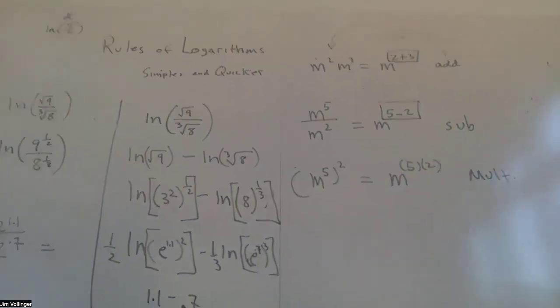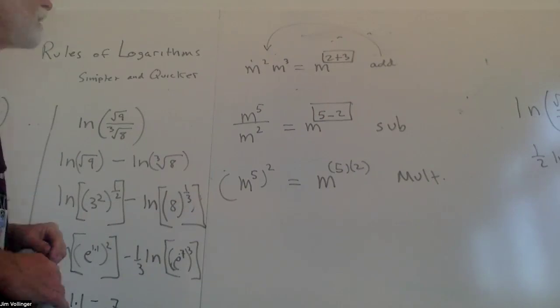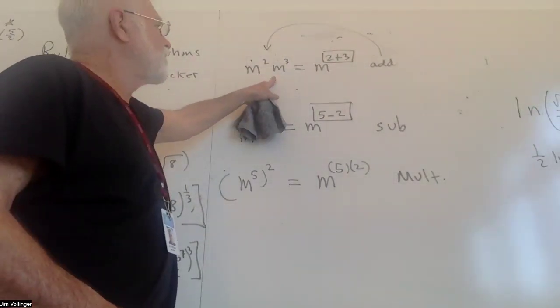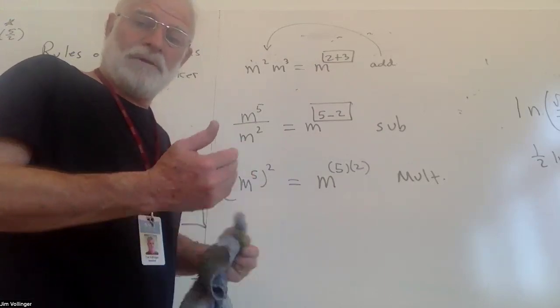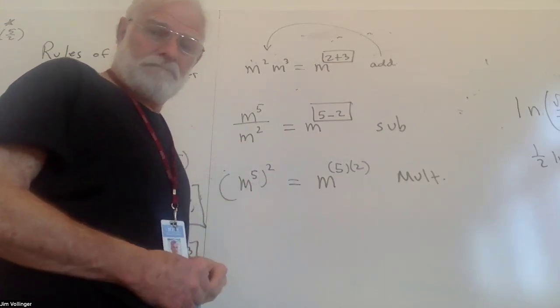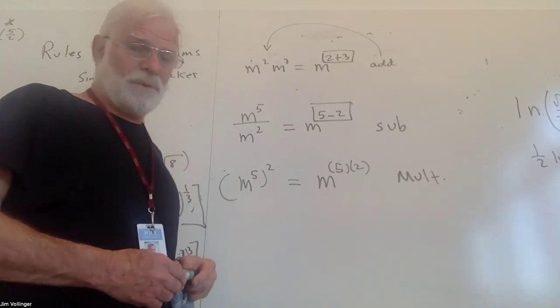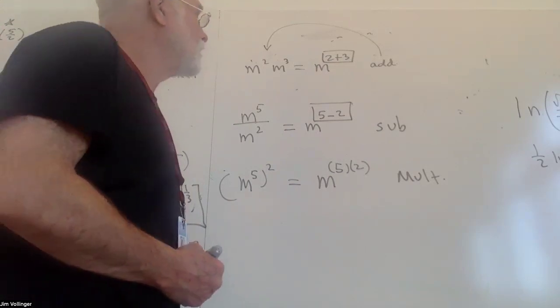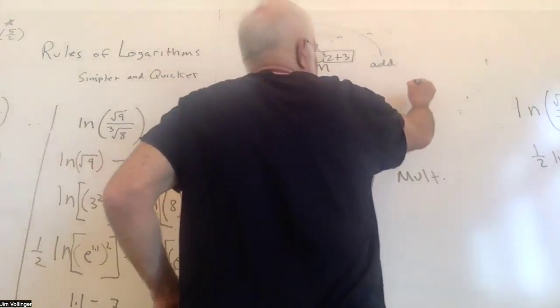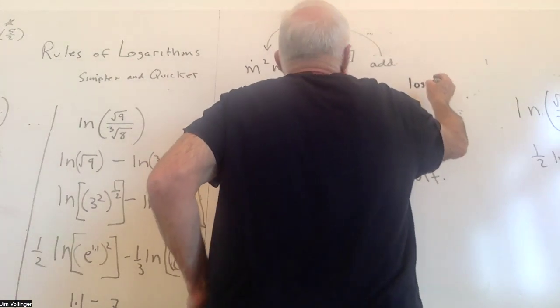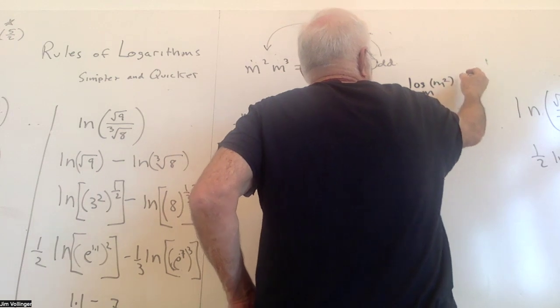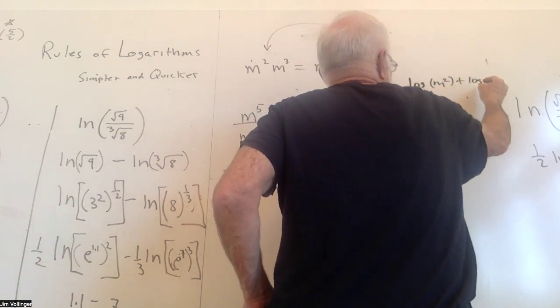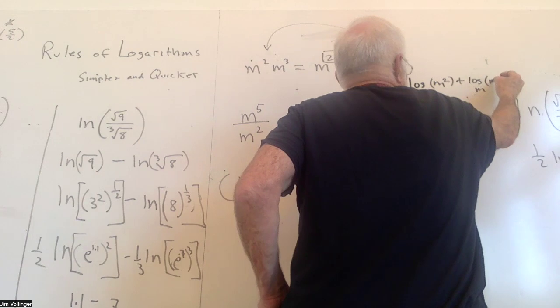So let's look at our exponential rules. There's m squared times m to the 3rd. It's an addition of exponents. So if you see a couple of logarithms being added, then those parentheses are being multiplied. If I want to look at 2 plus 3, then I'm looking at log base m of m squared plus log base m of m cubed.